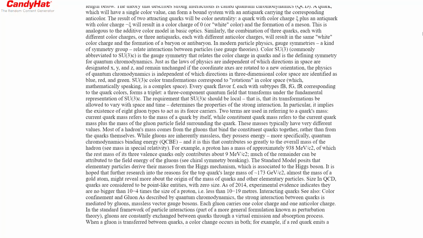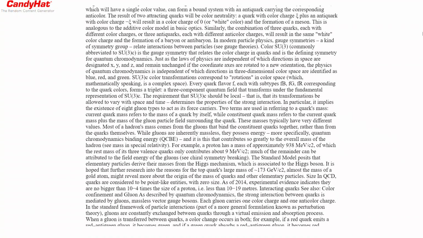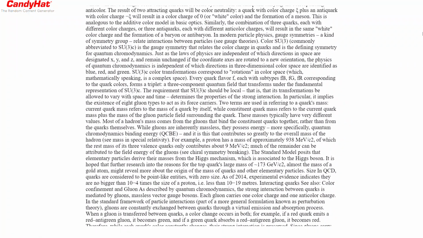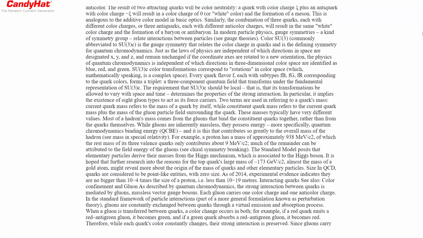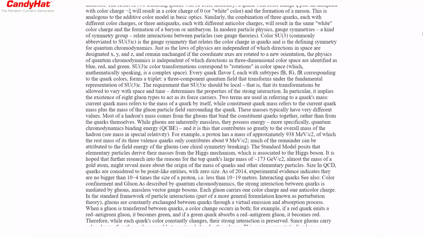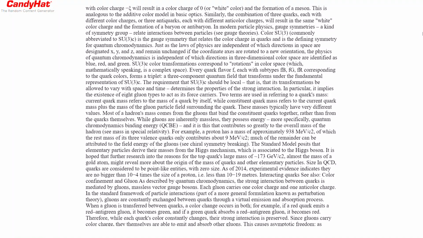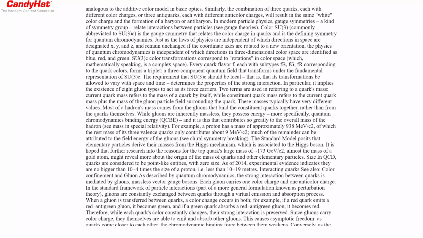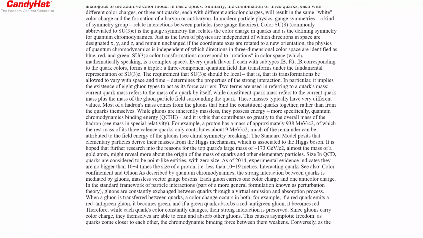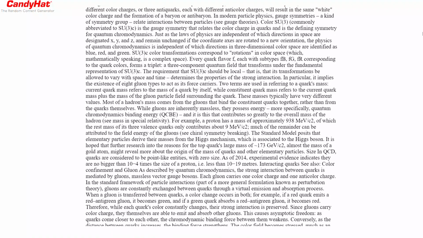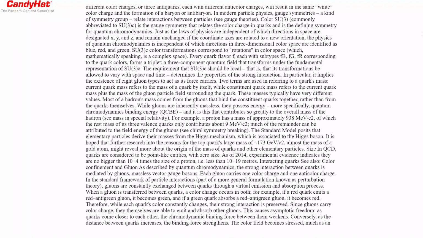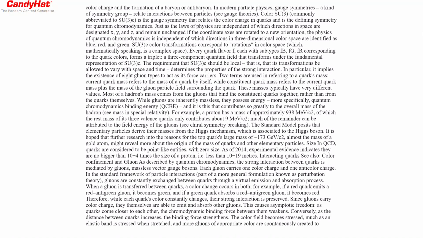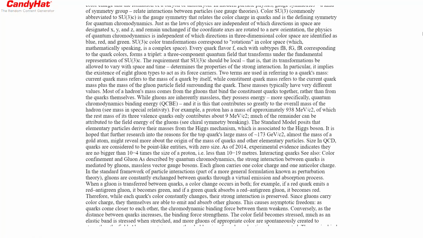As described by quantum chromodynamics, the strong interaction between quarks is mediated by gluons, massless vector gauge bosons. Each gluon carries one color charge and one anticolor charge. In the standard framework of particle interactions, part of a more general formulation known as perturbation theory, gluons are constantly exchanged between quarks through a virtual emission and absorption process. When a gluon is transferred between quarks, a color change occurs in both. For example, if a red quark emits a red, anti-green gluon, it becomes green, and if a green quark absorbs a red, anti-green gluon, it becomes red.